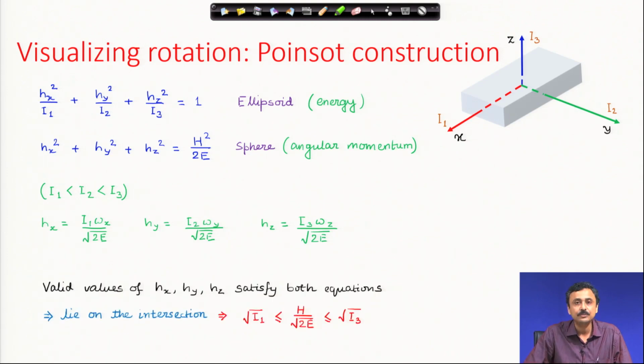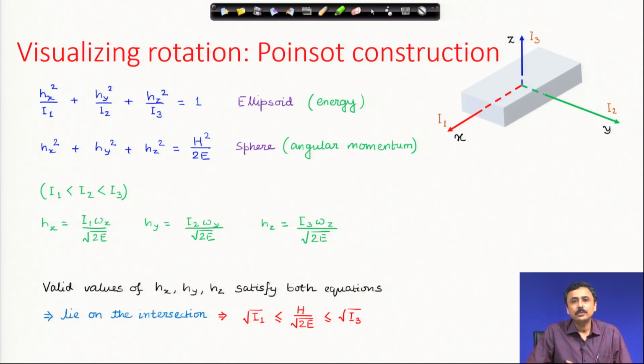So, valid values of h x, h y, h z, the lowercase ones, must satisfy both equations, and therefore they must lie on both these surfaces, or in other words, they must be at the intersection.